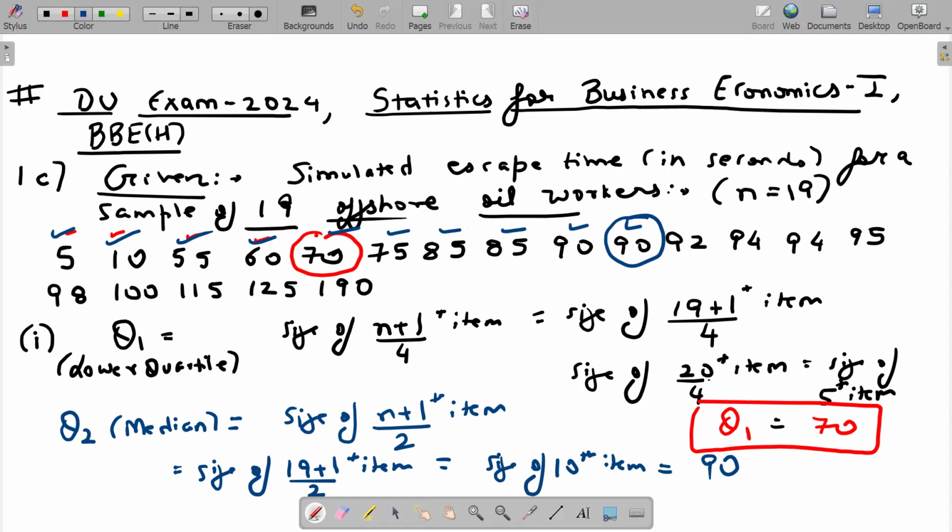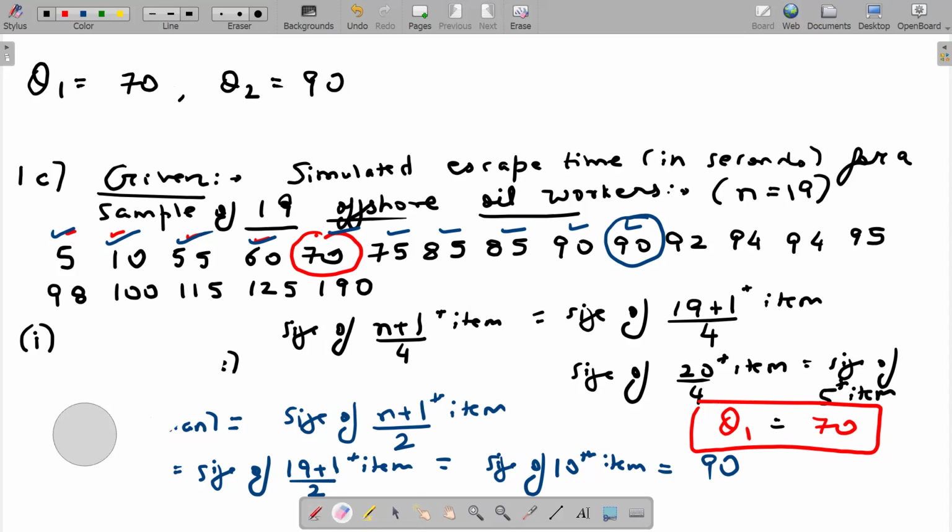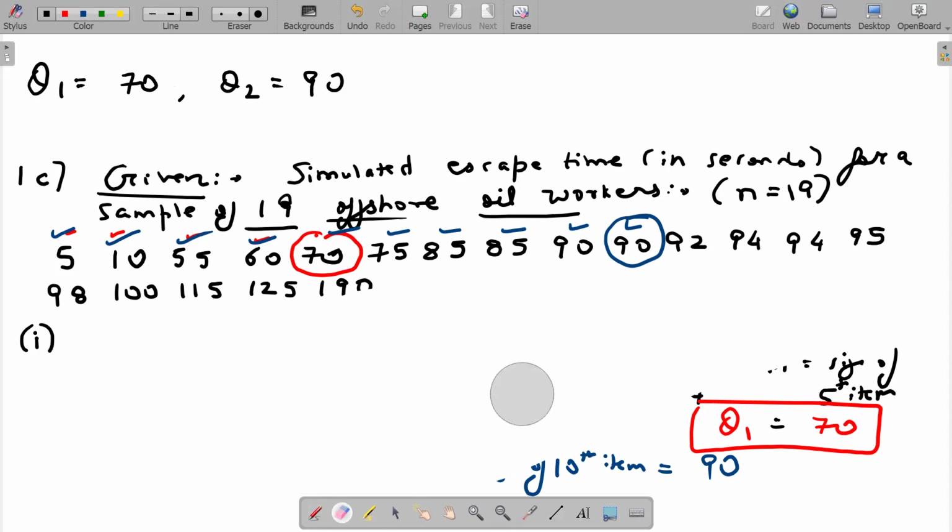So I'm writing it on the top. I'm saving some space, erasing the initial portion. The value of Q1 has come out as 70. The value of Q2 has come out as 90. And now I'm going to calculate Q3, which is my upper quartile.